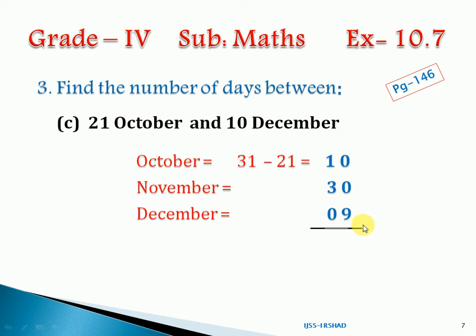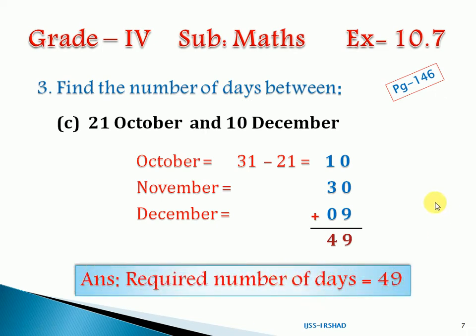Then add it: draw a line, give an addition sign and add. So 0 and 0, and then 9, so it will be 9 only. Here 1 plus 3 is 4, and this 0 means 4 only. 49. So the total number of days between 21st of October and 10th of December will be equal to 49 days. You can write it like this: required number of days is equal to 49.